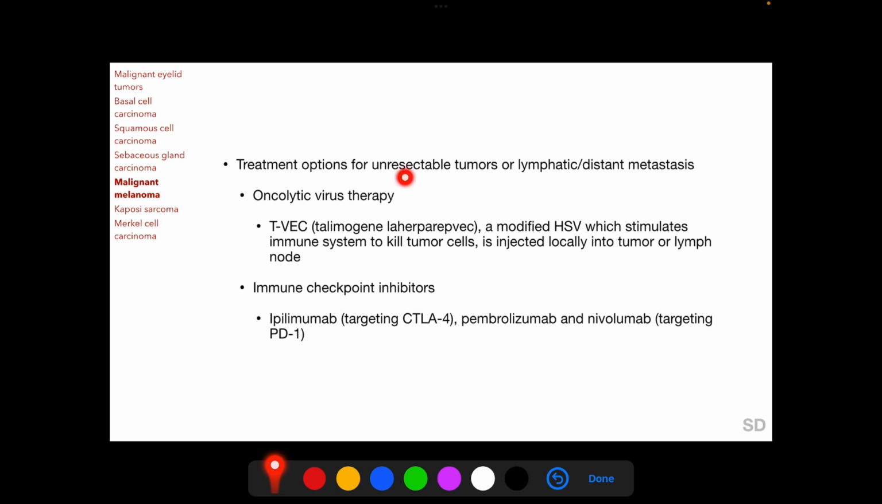Treatment options for unresectable tumors or tumors with distant involvement include oncolytic virus therapy with TVEC, which is a modified herpes simplex virus which stimulates the immune system to kill the tumor cells, and TVEC is injected locally into the tumor or the involved lymph nodes. Immune checkpoint inhibitors are another treatment option for malignant melanoma, and immune checkpoint inhibitors inhibit immune checkpoints. Immune checkpoints are molecules on the surface of the immune cells which prevent activation of the immune cells.